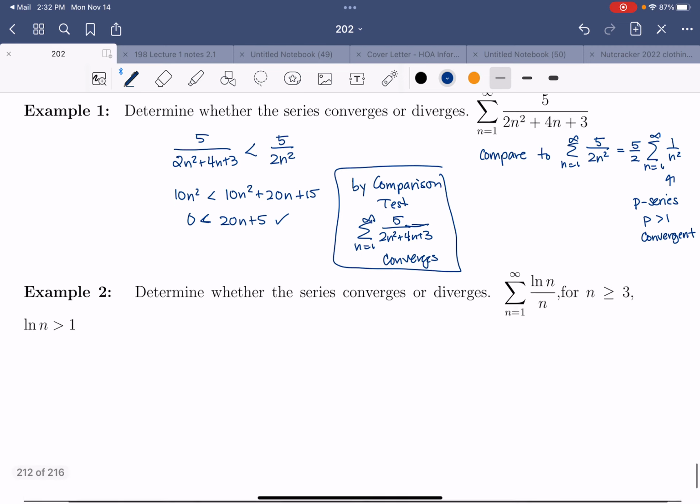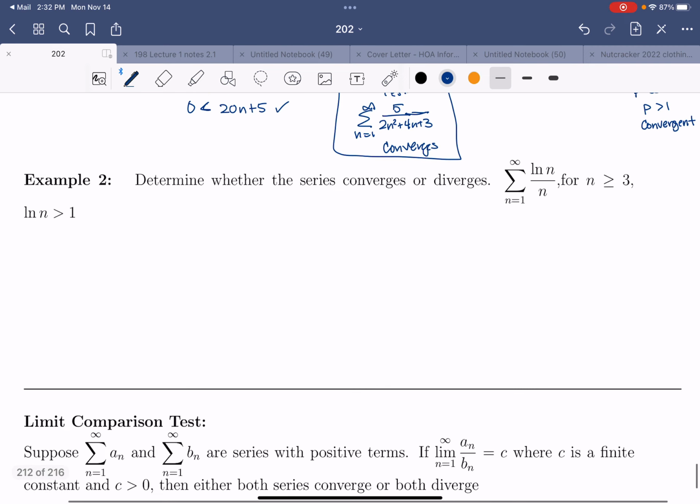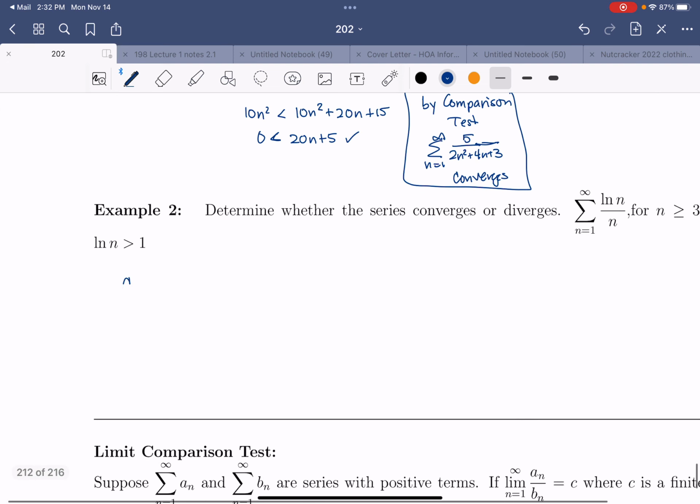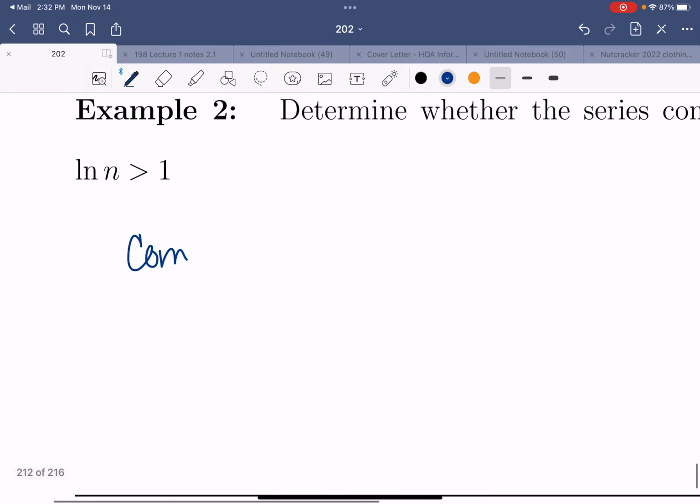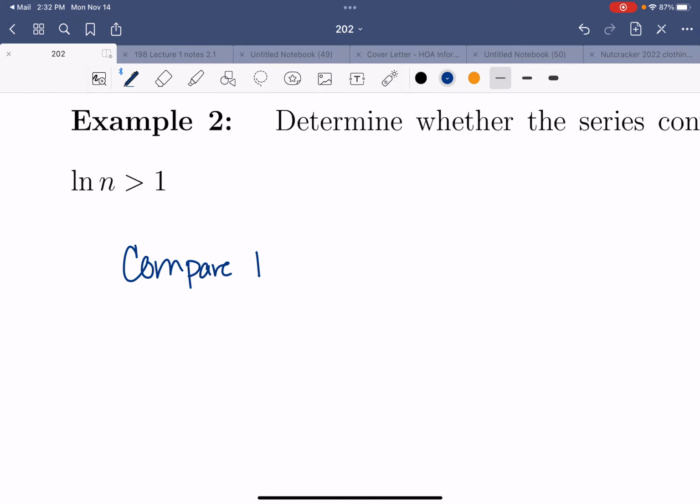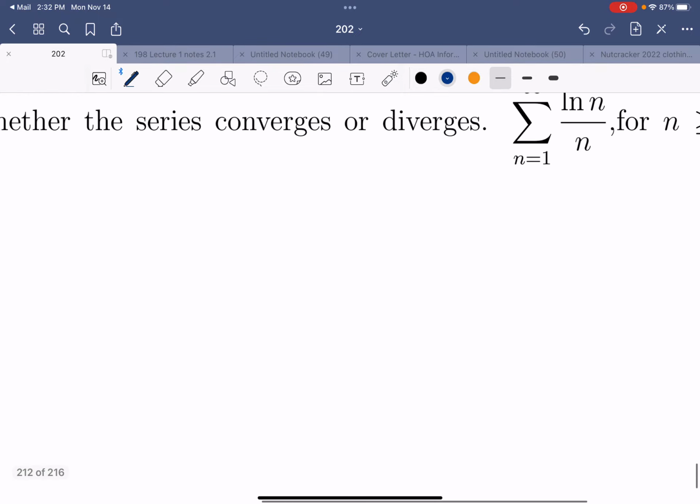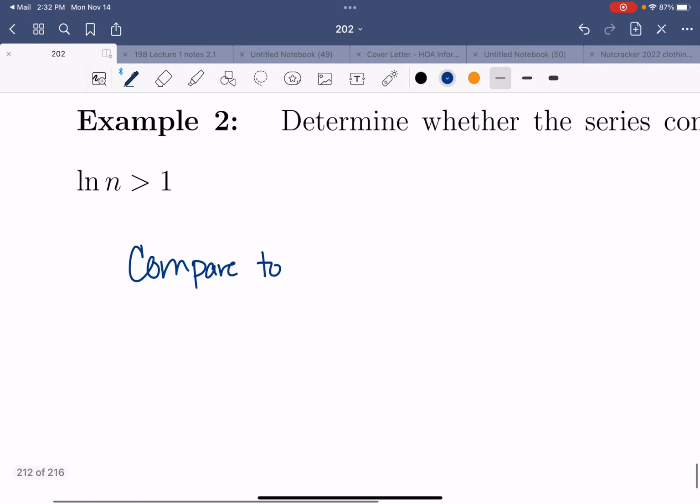Okay, so what do we want to do? We want to compare this. If I were to take away the ln, this would be 1 over n. So what looks like ln n over n? Just the harmonic series. So we're going to compare to the sum n equals 1 to infinity of 1 over n, which diverges. We know that because it's the harmonic series.